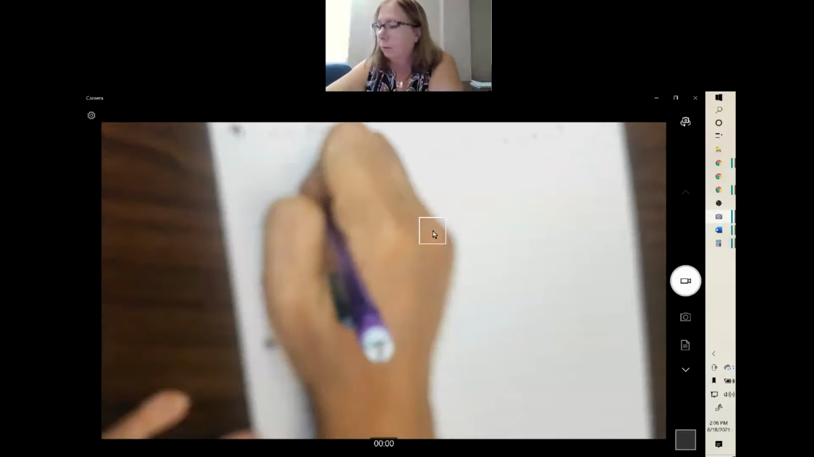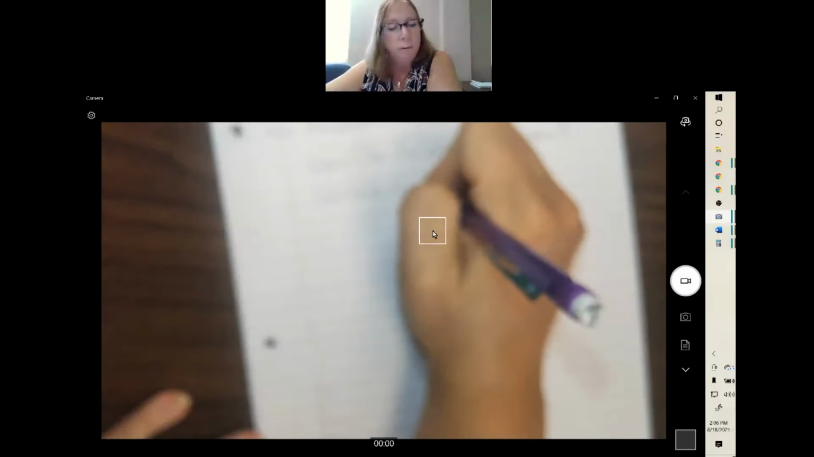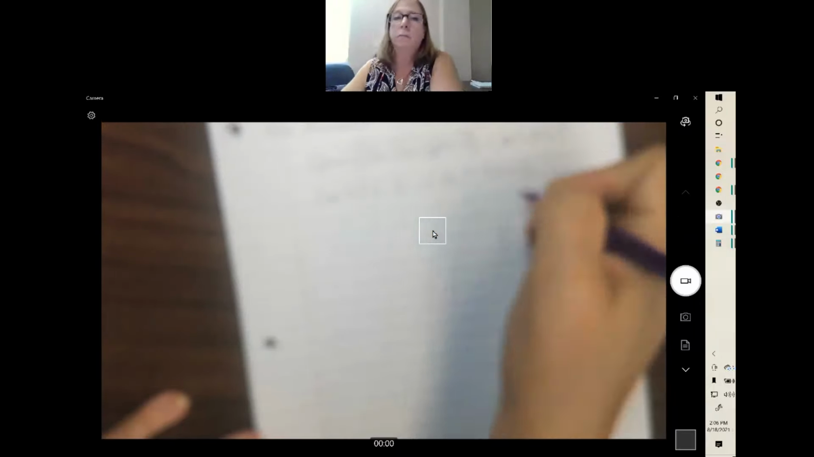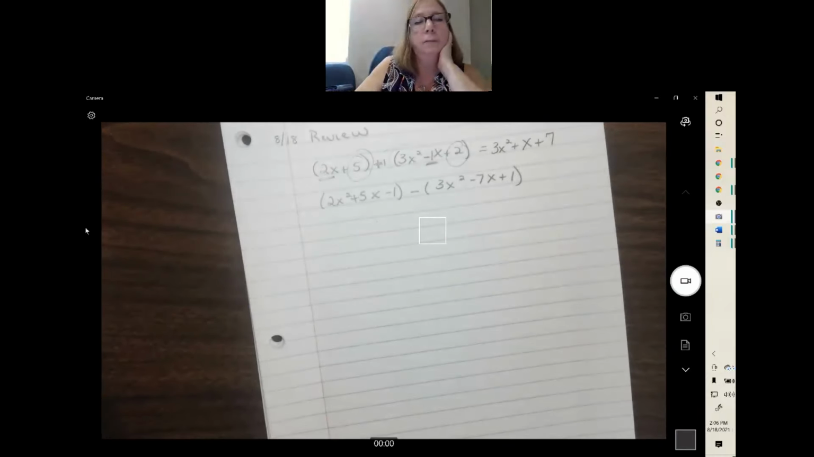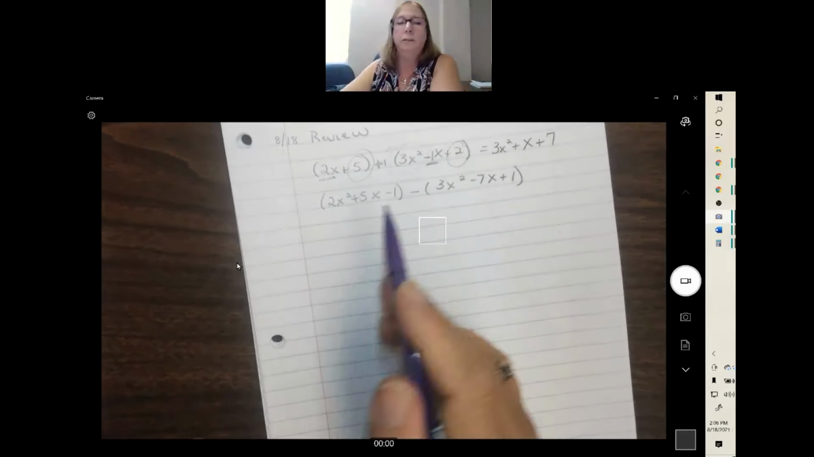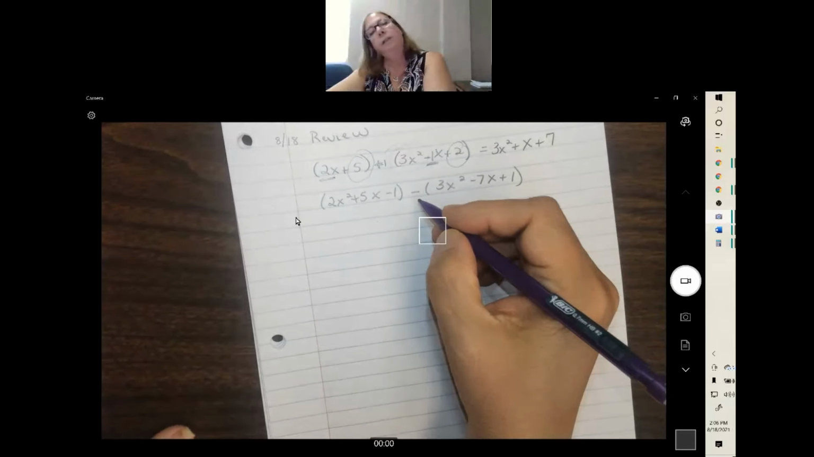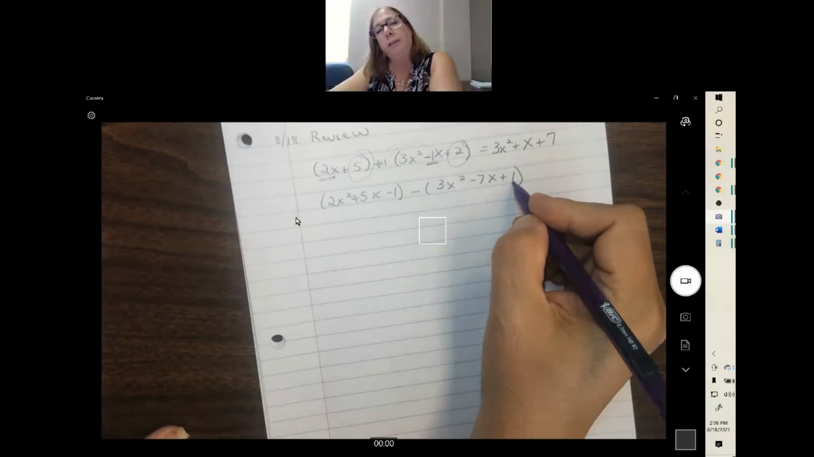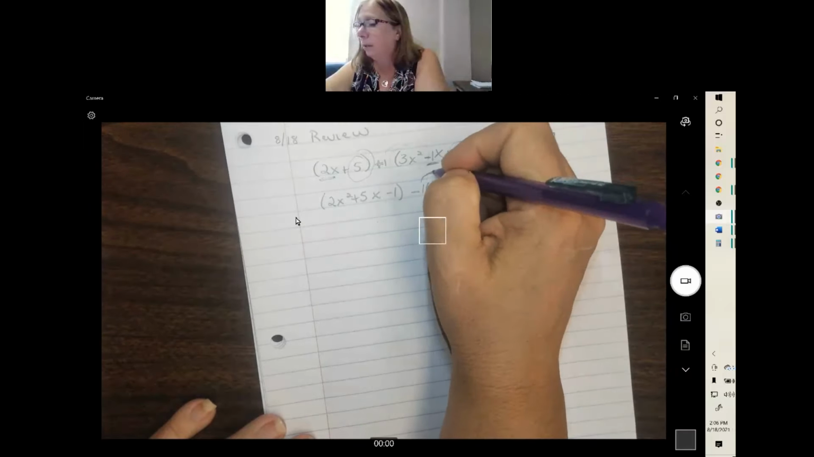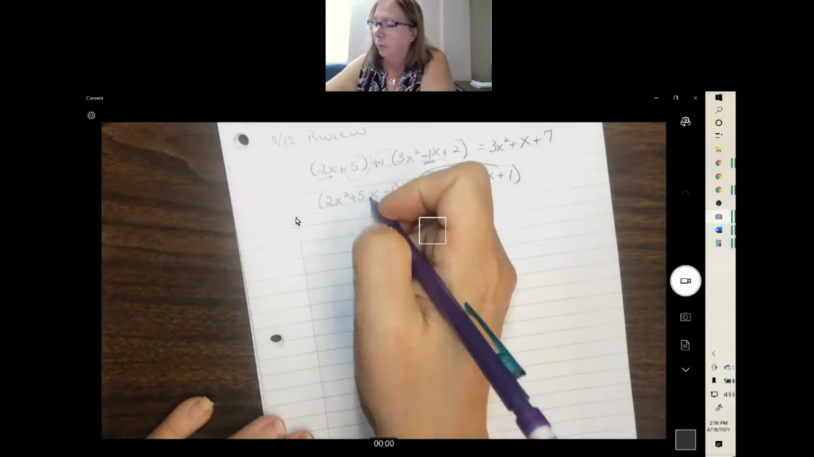Okay, let's try a subtraction. When you're subtracting, it is important to distribute that negative because this will change the signs of everything in the parentheses after it. If you want to think of it as a -1 and distribute it, you can. If you want to just change the signs inside, you can do that also. I'm going to rewrite it.